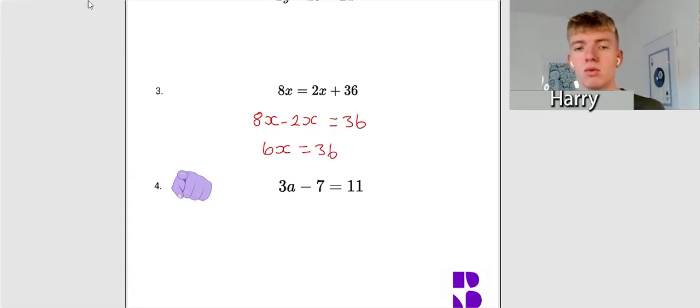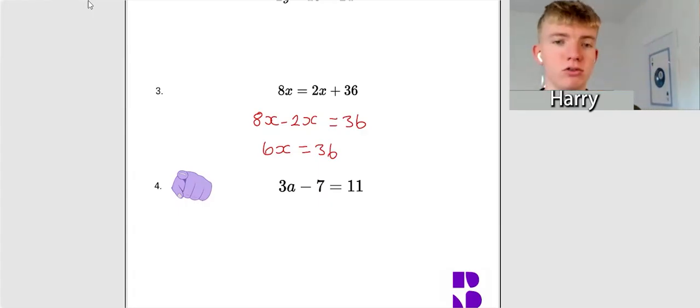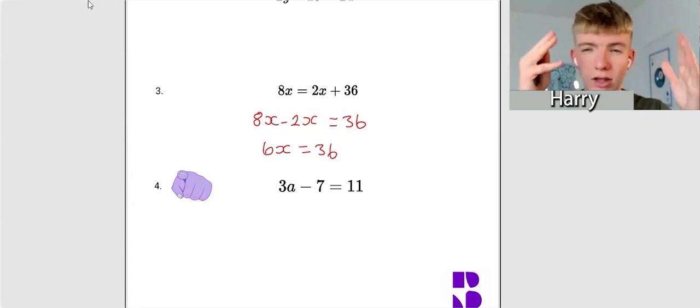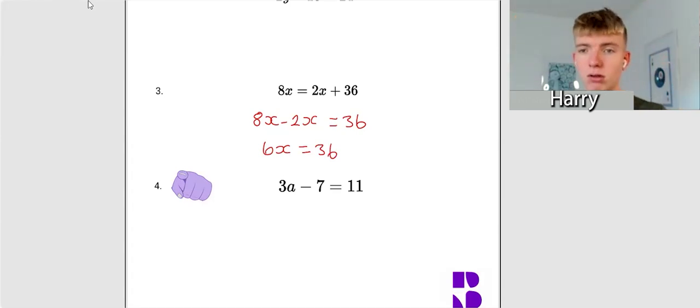The reason being for this, think about it. If that x stood for bananas, if you had 8 bananas and you took away 2 bananas, you'd still have 6 bananas. You wouldn't just have 6. And that's exactly how it is in this case. So 6x is equal to 36. Divide both sides by 6 and we get 6. A lot of 6's involved, but x is equal to 6.